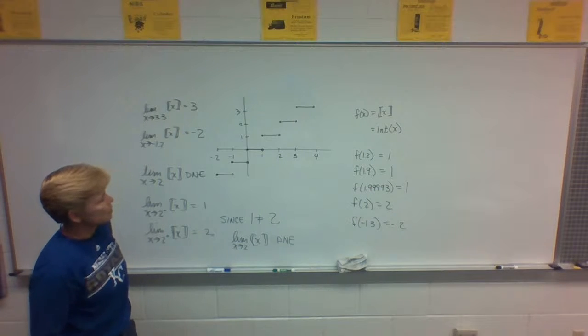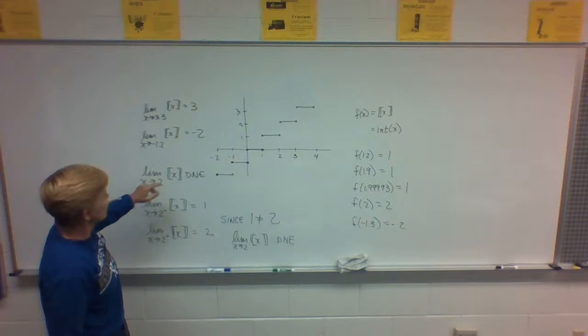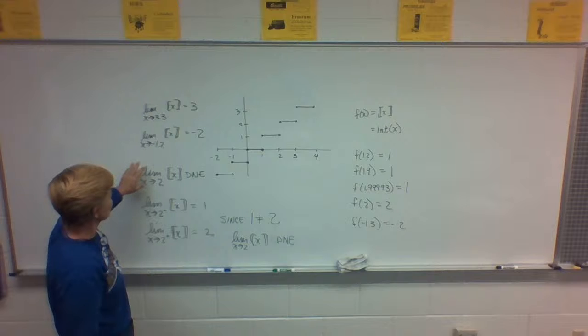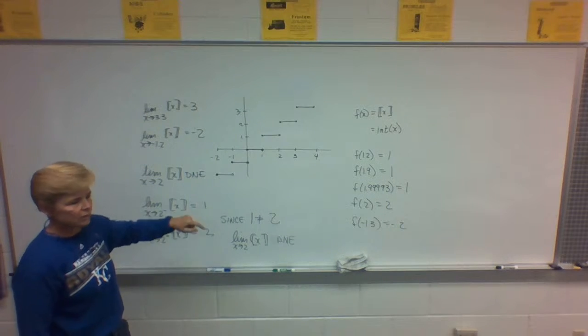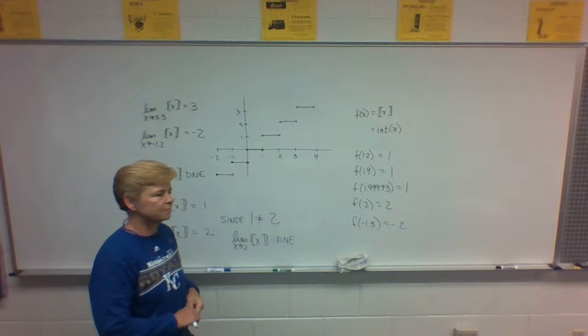Okay, because left and right limits are not the same. So anytime you are in this function, anytime you are taking a limit at an integer, it won't exist. Because the limit from the left and the limit from the right are not the same. Okay?